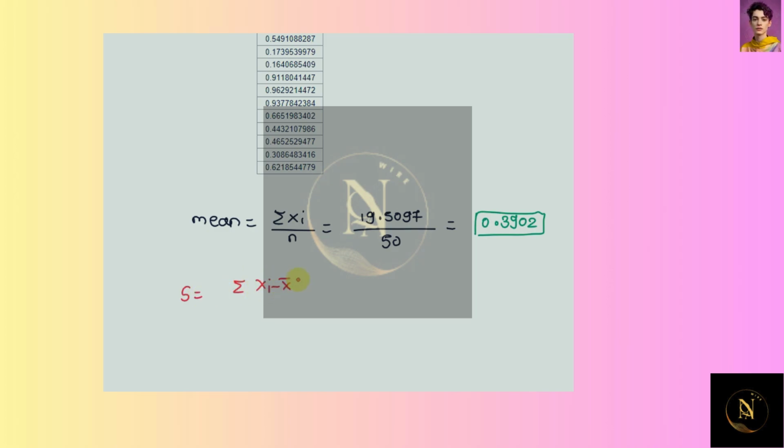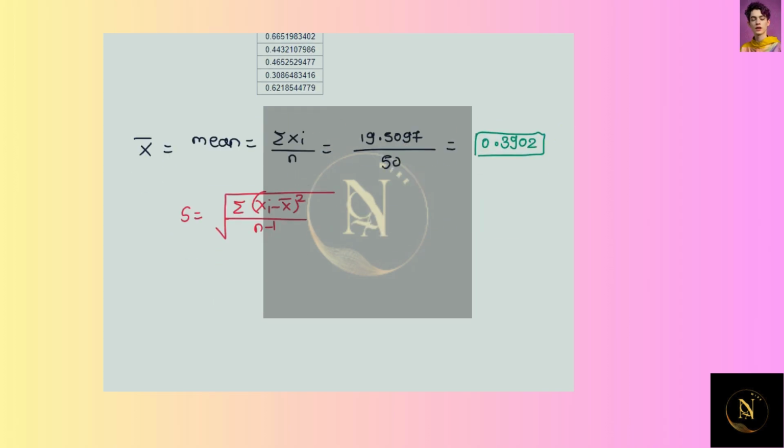The formula for the standard deviation S is the square root of the summation of (xi minus x bar) squared divided by n minus 1. Here I have already calculated the value of x bar, and we have these values of xi. By using that, we get the standard deviation S approximately equal to 0.2736.